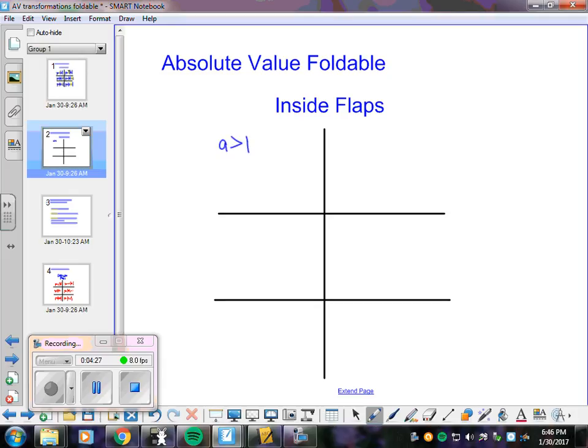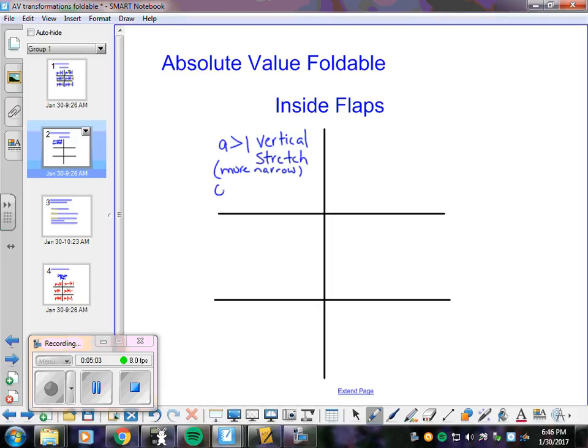So the first one, we're going back to the top left: A greater than 1 is a vertical stretch, which means it gets more narrow. If A is greater than 1, it goes with the front of the flap. You're multiplying by A, so if A is greater than 1, it's a vertical stretch. More narrow.